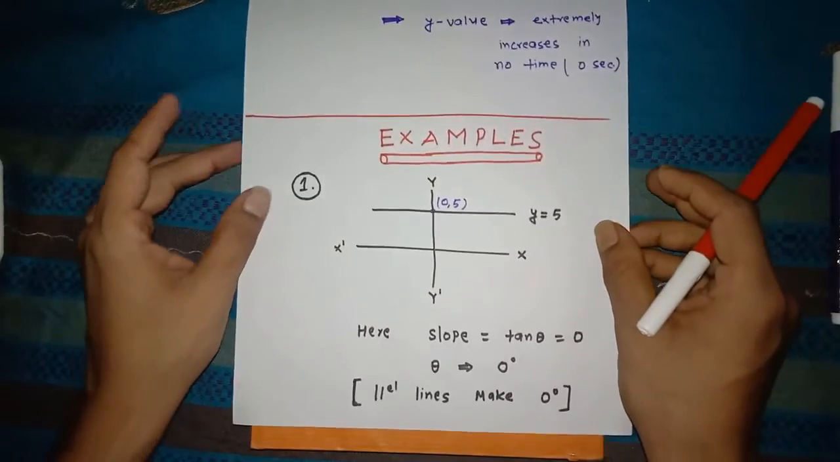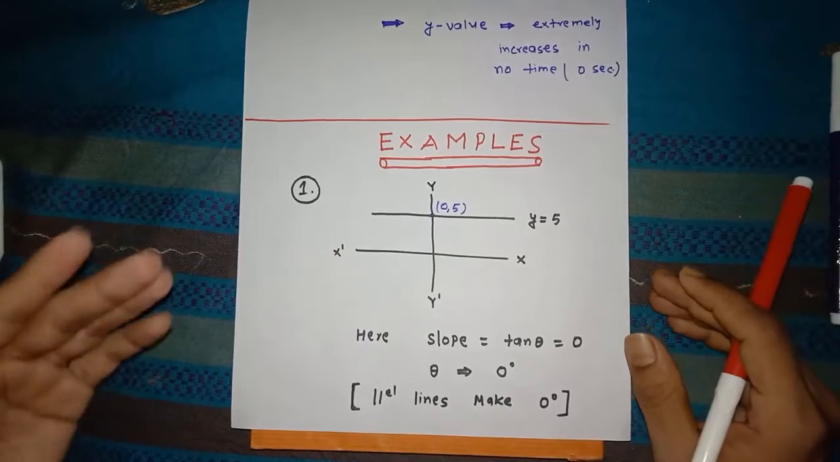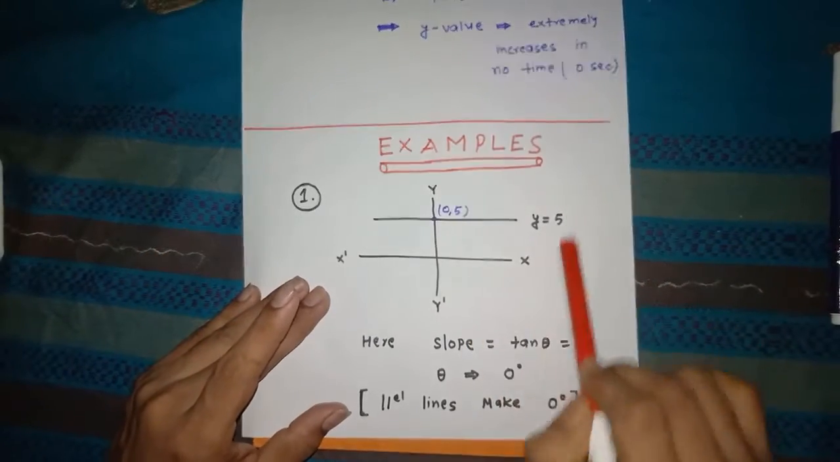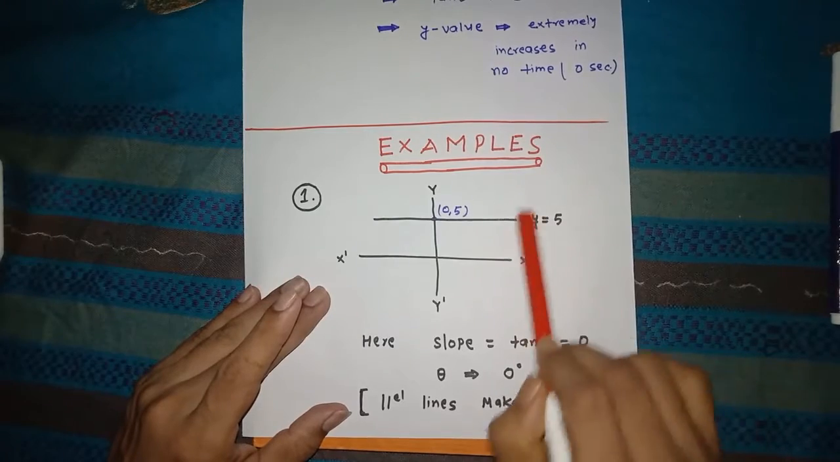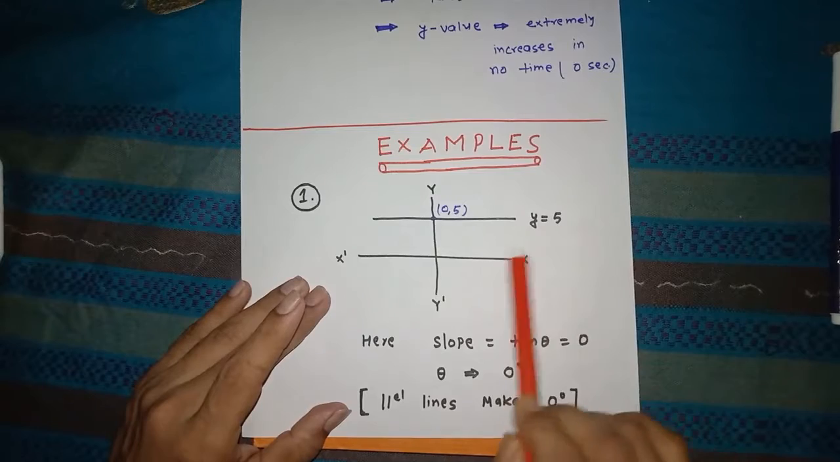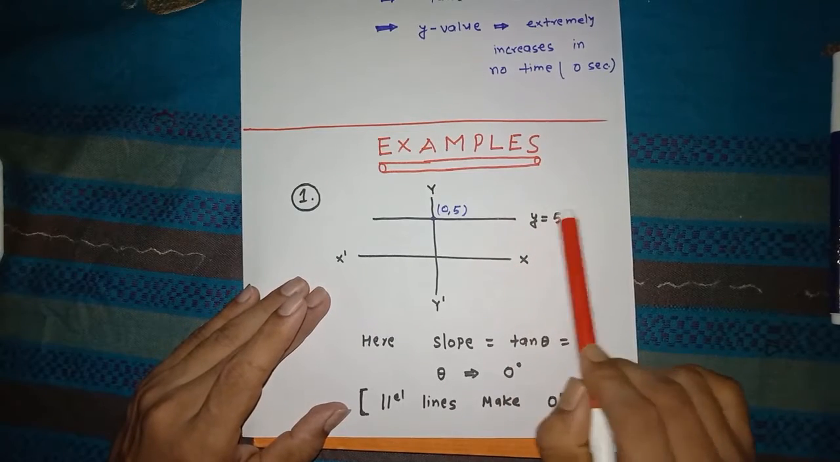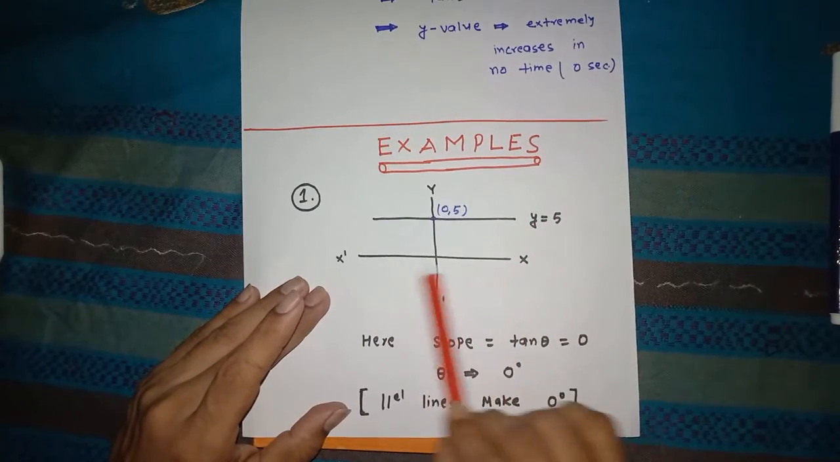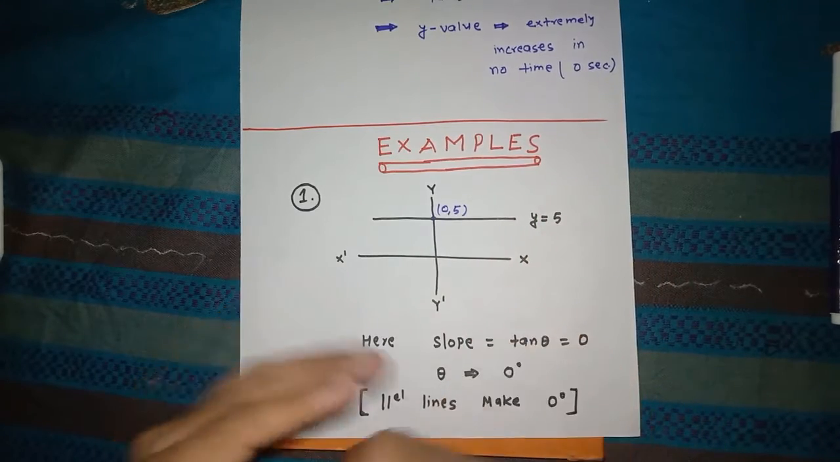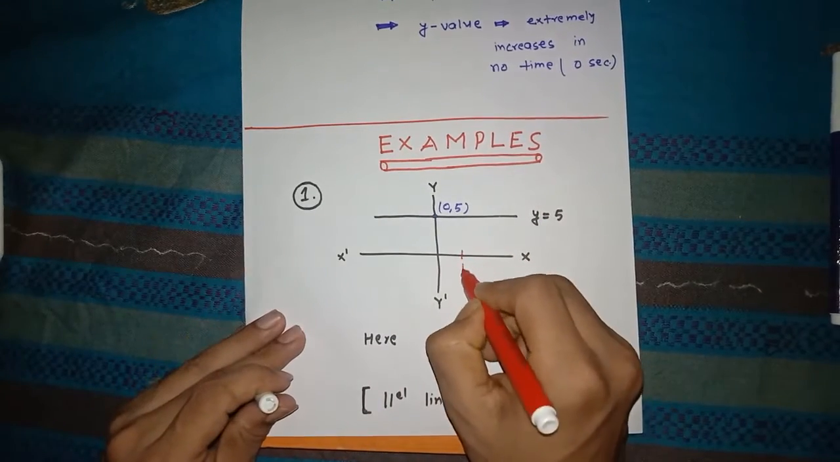So I am giving you some examples so that you can be familiar with the slope. I have taken the graph of y equal to 5. I have drawn y equal to 5 like this, because here there is no mention of x. So you can take any value of x, but y must be 5. So if I take x equal to 1, y must be 5.